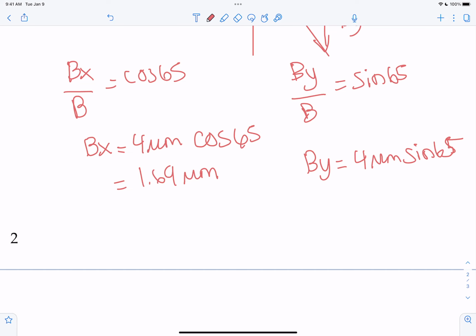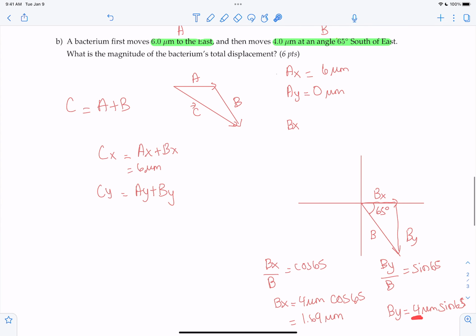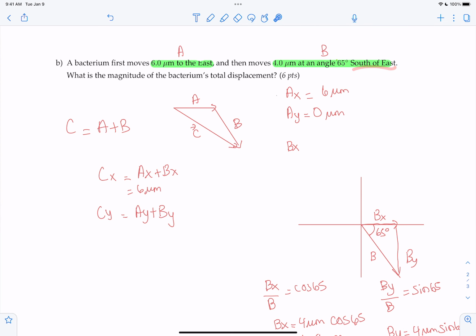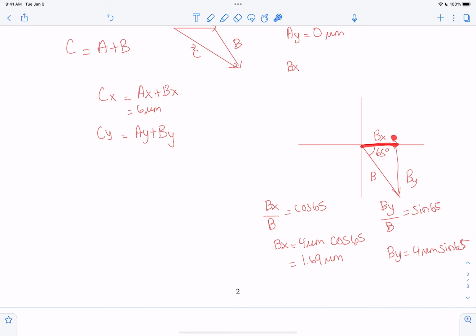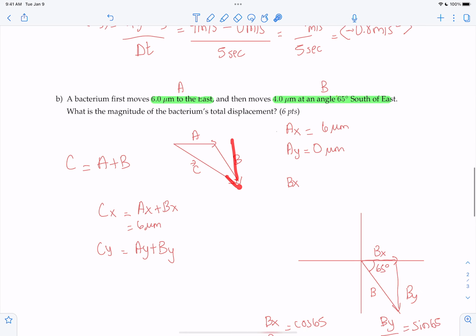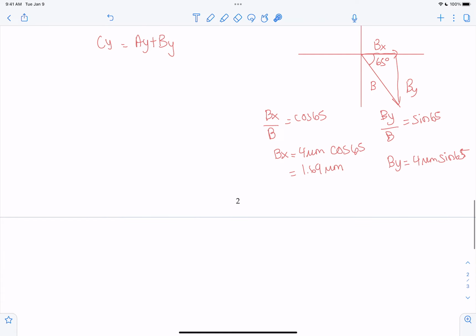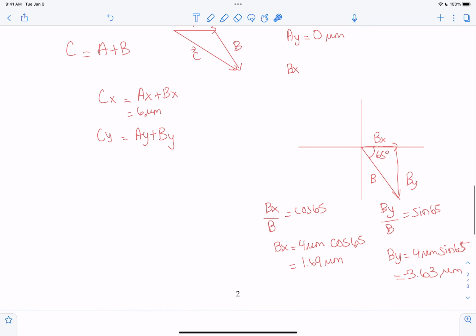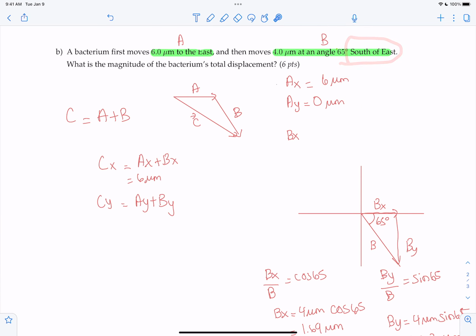And when we're saying 4 here, I have to indicate that correctly. Since this is south of east, east is positive, so the x component has to be positive. However, the y component, since we're moving south, has to be negative. So our final answer, if you get 3.63, it should be negative 3.63 micrometers, because by is in the negative direction. It's in the south direction. So you would have to check your cardinal directions to make sure everything makes sense.